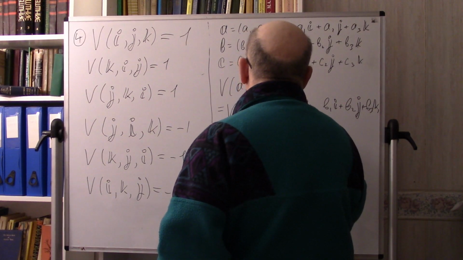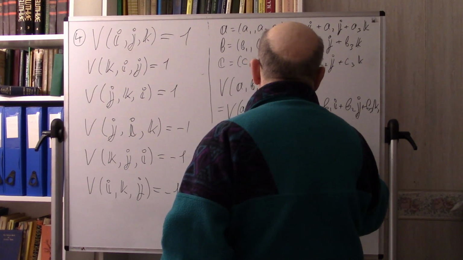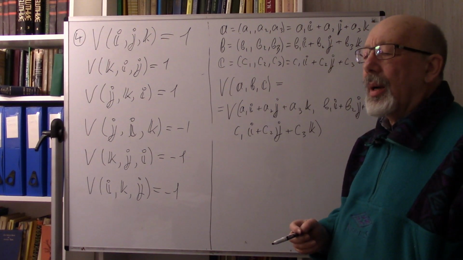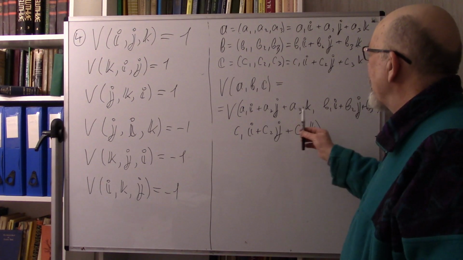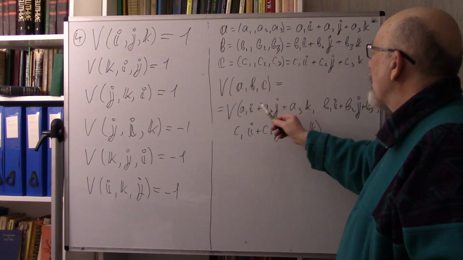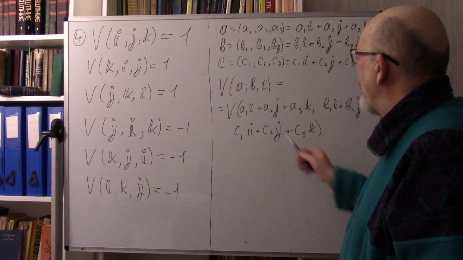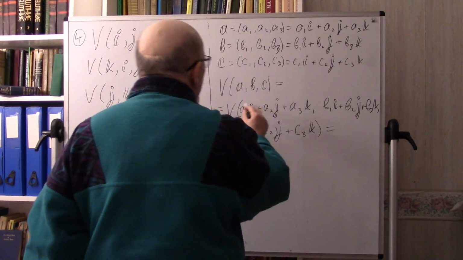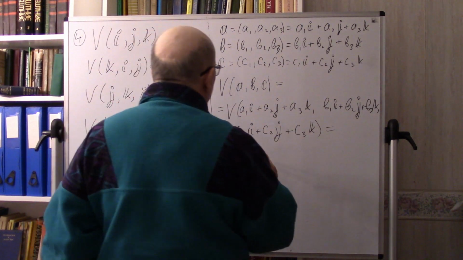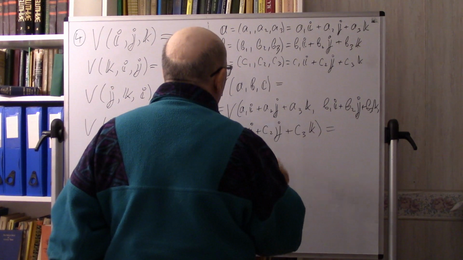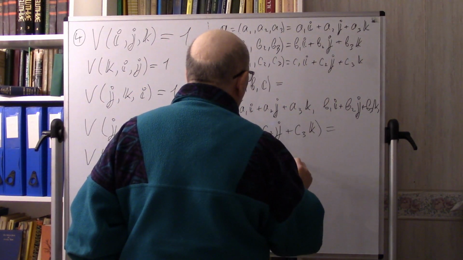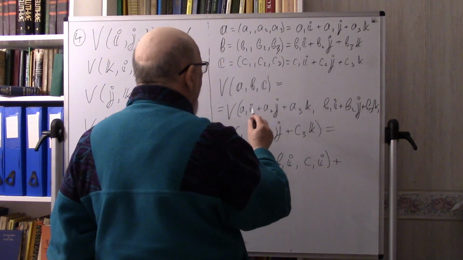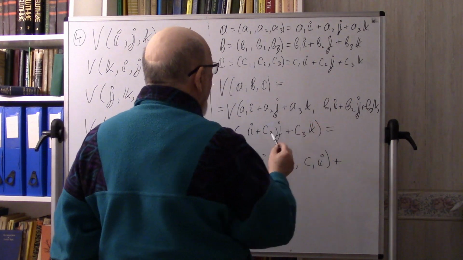C1i plus C2j plus C3k. Now we have to open the brackets. Using the previous properties, we can take all these equals V, so we take one term from here, one term from here, and one term from here: A1i, B1i, C1i. Plus, no, now we take the same term from here, the first term from here, and the second term from here.